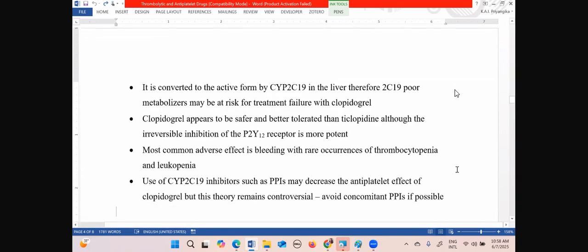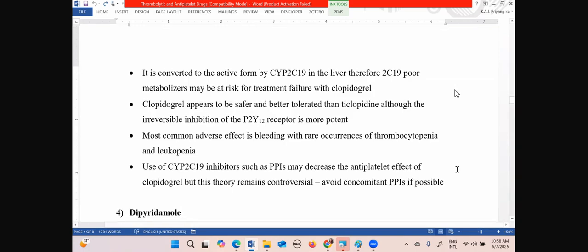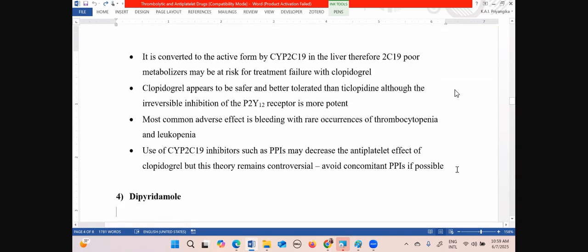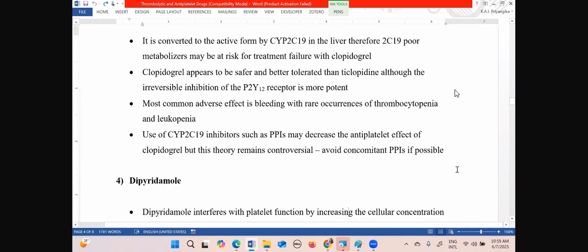Although irreversible inhibition of the P2Y12 receptor is more potent than ticlopidine, it is safer and better. The most common adverse effect is bleeding, with rare occurrence of thrombocytopenia and leukopenia. Use of CYP2C19 inhibitors such as PPIs may decrease the antiplatelet effect of clopidogrel, but this theory remains controversial. Avoid concomitant PPIs if possible, right?